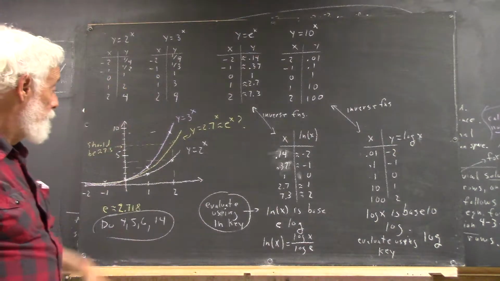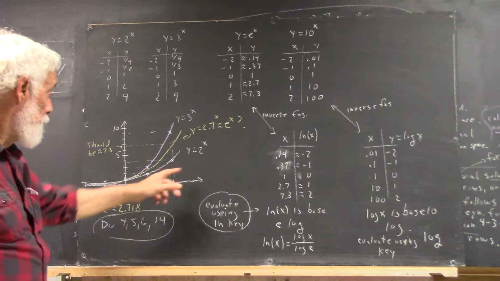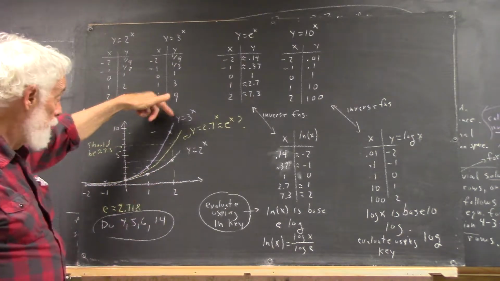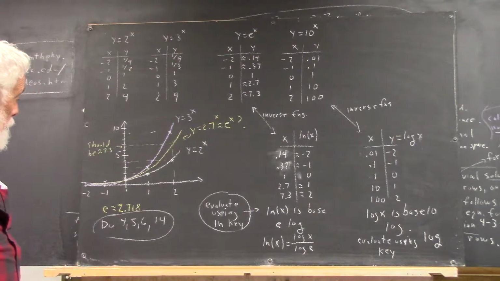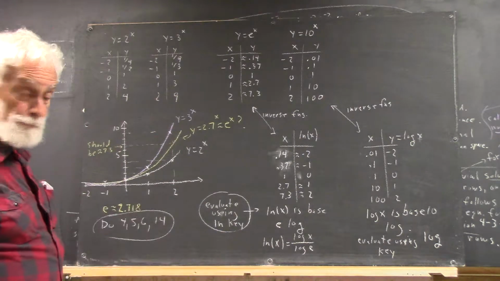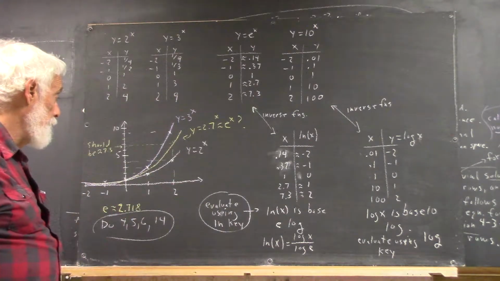so we do a graph, and we do the points of the 2 to the x graph. It looks like this. We graph the 3 to the x graph. It looks like this, and then we say, okay, well, I guess the e to the x graph is going to be in between these two, and probably somewhat closer to the 3 to the x graph.